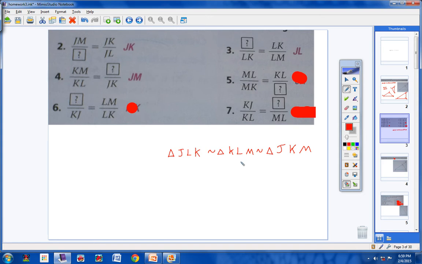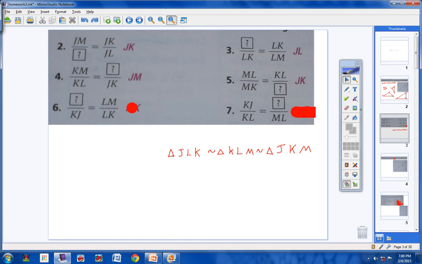Let's find an ML. Okay, here's an ML right here. Does that match up with an MK? Well, this is not MK, but this is right here, so we're good. So ML over MK equals KL over JK. So it's got to be JK. Let's do it again, okay? ML over KM equals KL over JK.